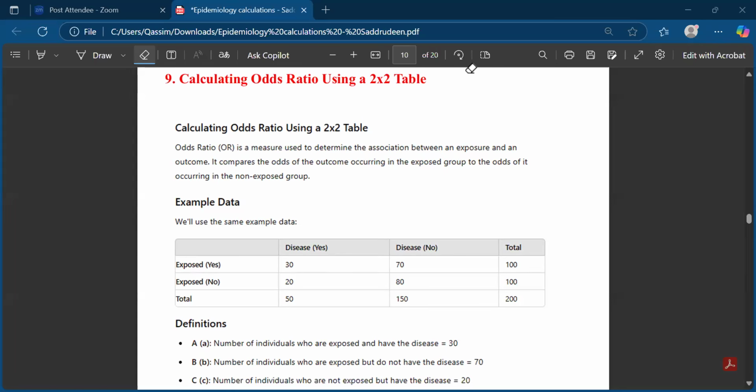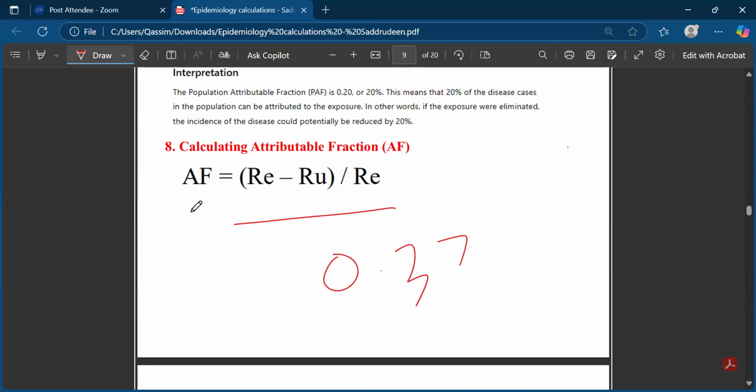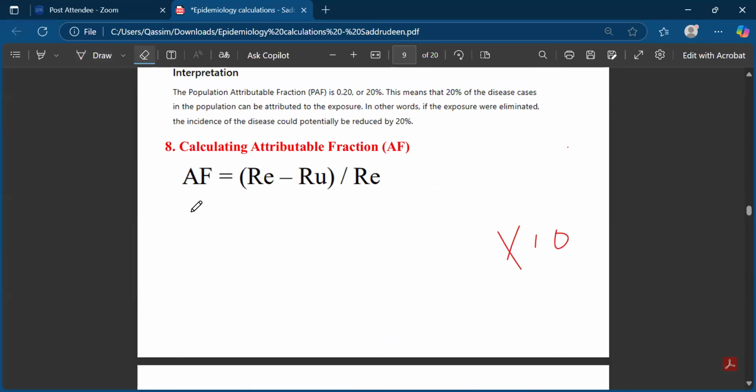Someone is asking, how will you describe the interpretation of the attributable fraction? After doing all this, we got 0.33. So we just multiply by 100 and say 33% of the diseased individuals are attributed to the exposure. Just say that. Don't say in the total population. If you say in the total population, you're talking about the population attributable fraction.